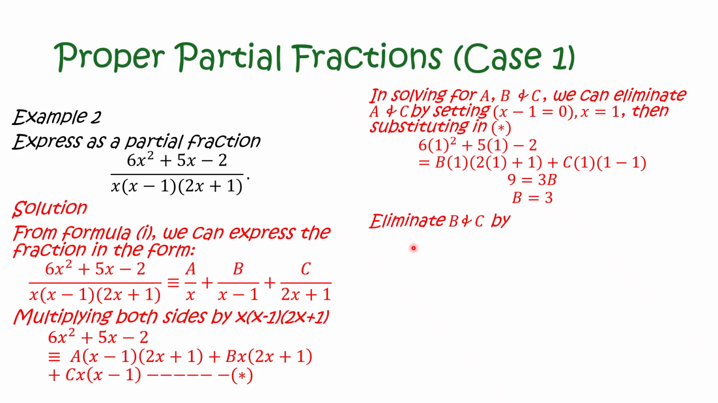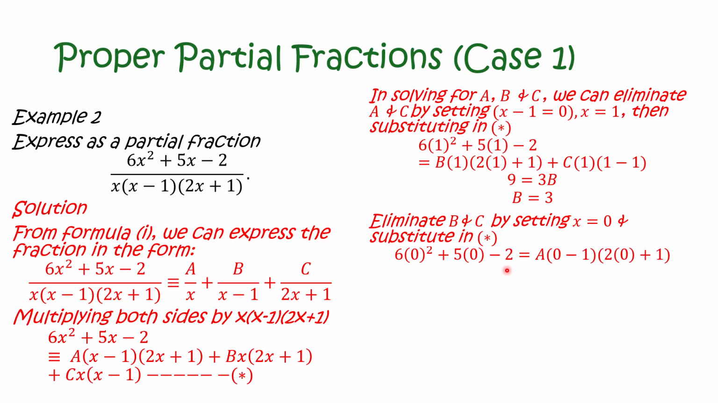We move on to eliminate b and c this time around by setting x is equals to 0. We see that if we do that, we can actually eliminate all the terms that are multiplied with the x on the right hand side. These are b and c. So when x is 0, we substitute that value into equation star. We are going to have that. And simplifying further, we are going to have minus 2 is equals to minus a, implying that a is equal to 2.